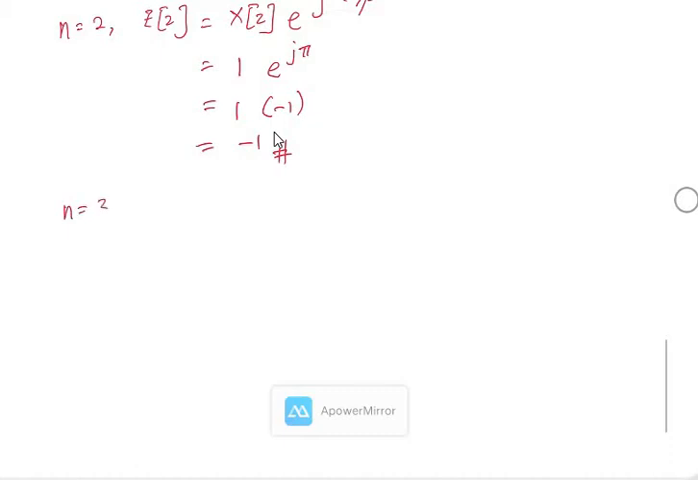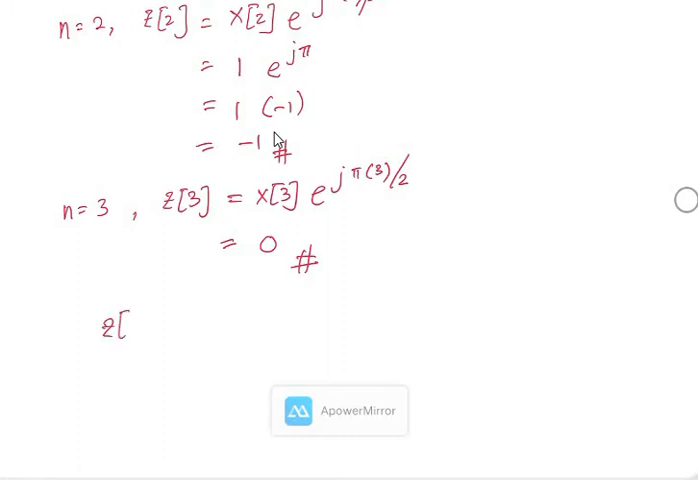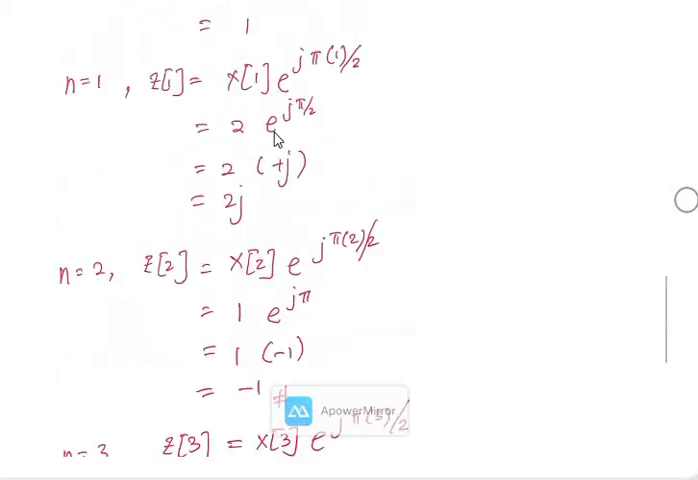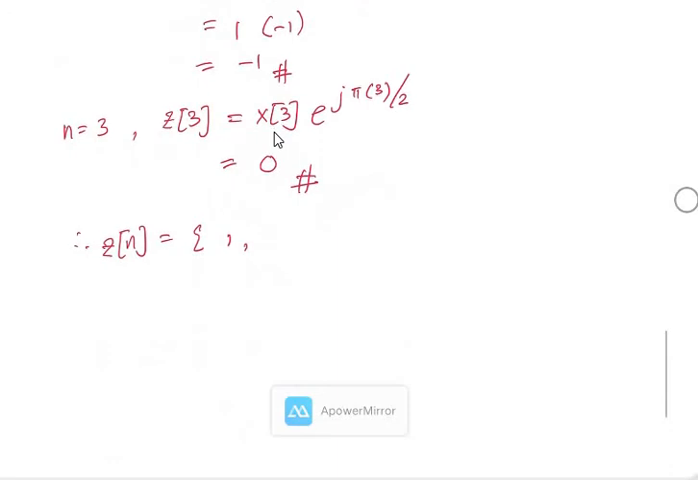So for n equal to 3, z3 is x3 times e^(jπ·3/2). So x3, you will get the answer is 0. So the answer, you multiply with the exponent, also gets 0. So now your zn is 1, 2j, negative 1, 0. So the origin is still at the value of 1. That is the property of the modulation. Now we go to the next question.